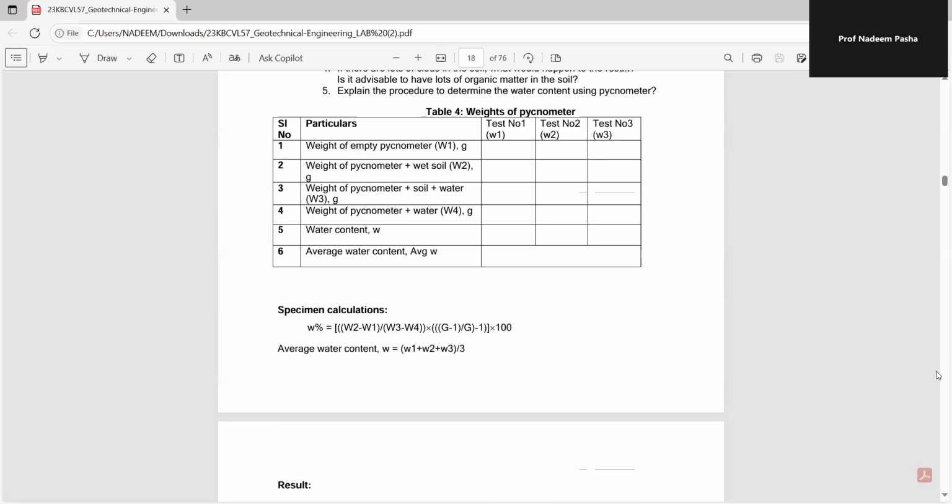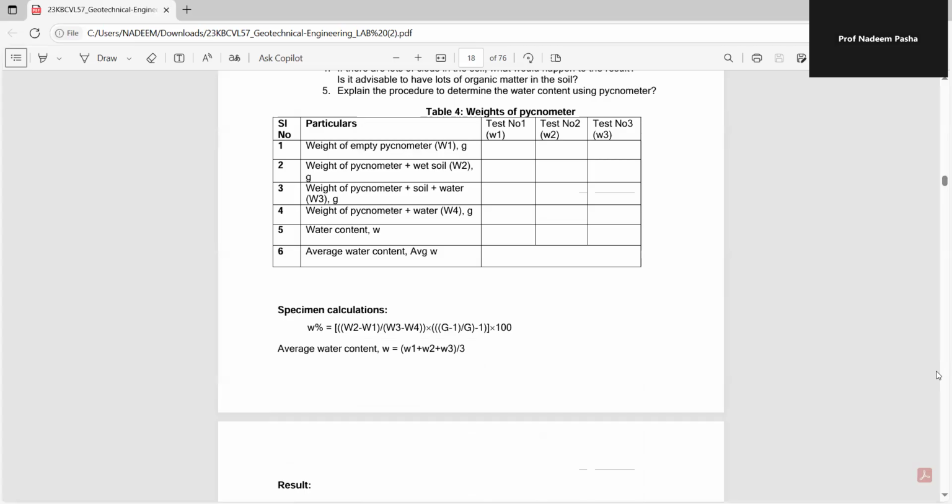So if you see the tabular column: weight of empty pycnometer, W1 gram. Weight of pycnometer plus wet soil, W2 gram. Weight of pycnometer plus soil plus water, W3 gram. The weight of pycnometer plus water is W4 gram. So the water content W is given in this way. Average water content is W.